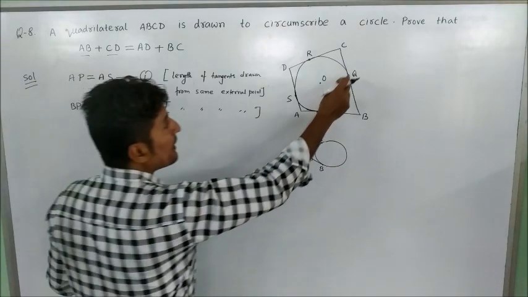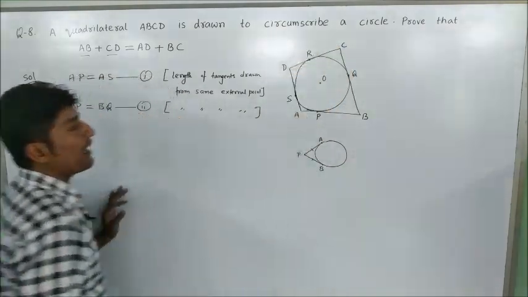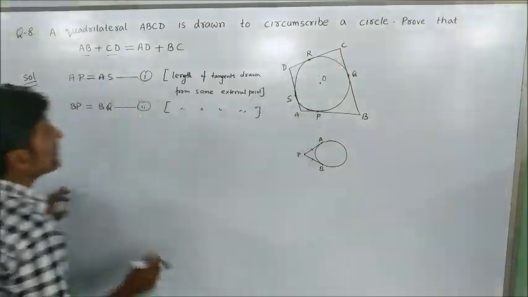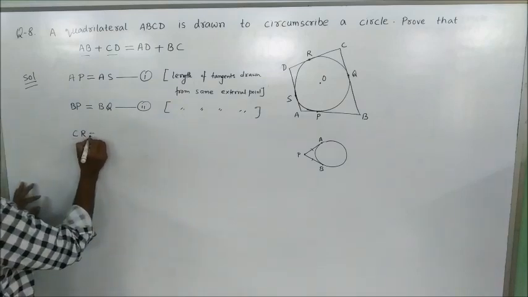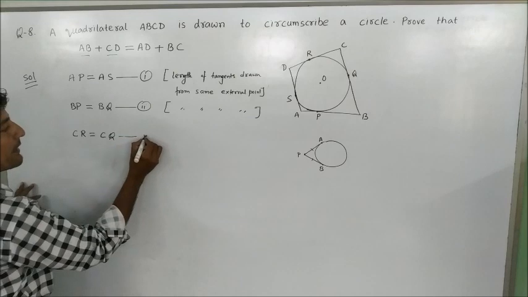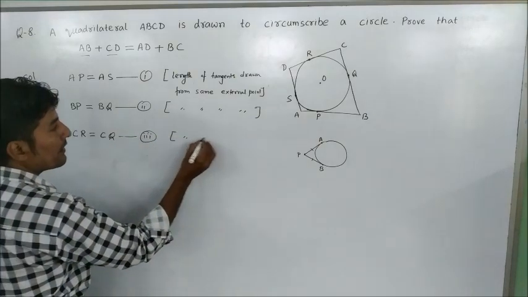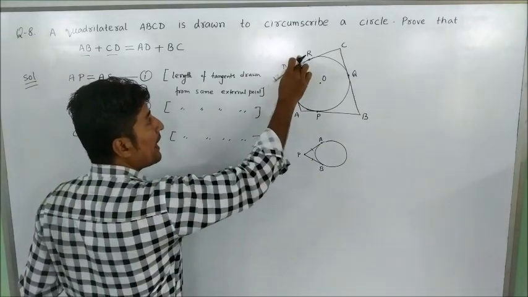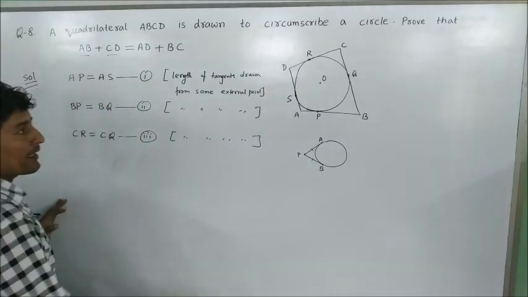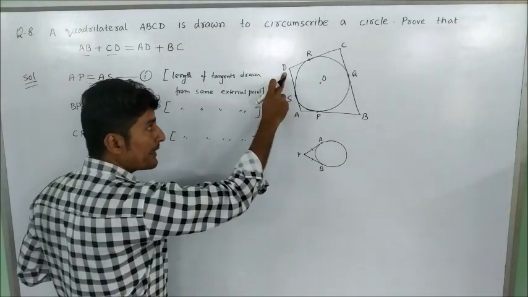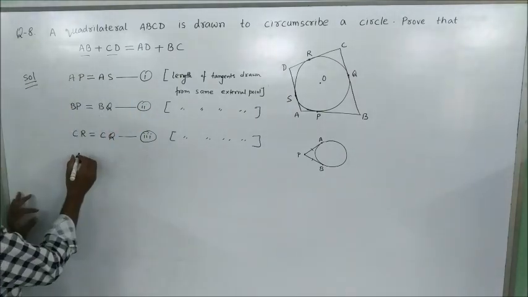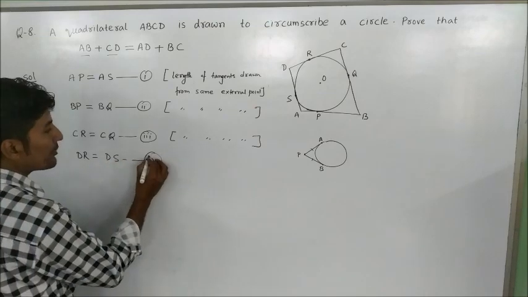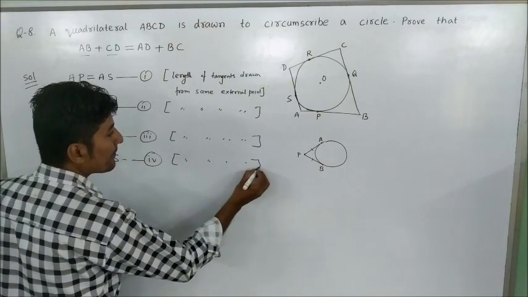Next, the lengths of tangents CQ and CR both will be equal. So here we can write CR is equal to CQ. This can be taken as equation number 3 and it will have the same reason. Next, DR is equal to DS because these two are the tangents drawn from the same external point D. This can be taken as equation number 4 and it will have the same reason.